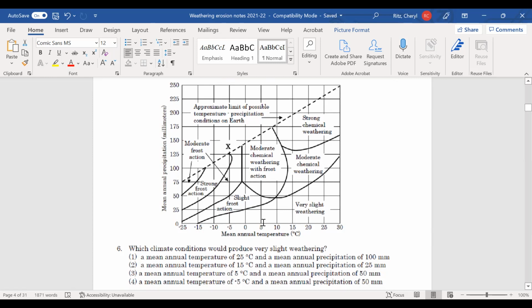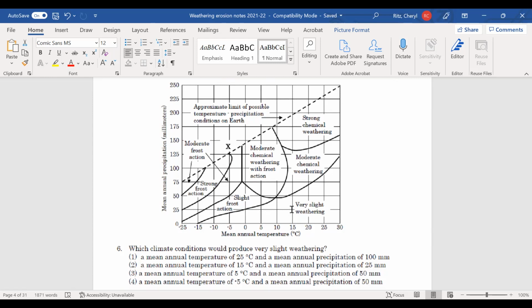So 5 and 50, that puts me up here. Again, not very slight weathering. And then negative 5 and 50, that puts me up here. Again, not very slight weathering. So answer two was 15 and 25, which puts me right in the middle of very slight weathering. So even though the graph looks super messy, once you just relax, take your time, it wasn't that bad.